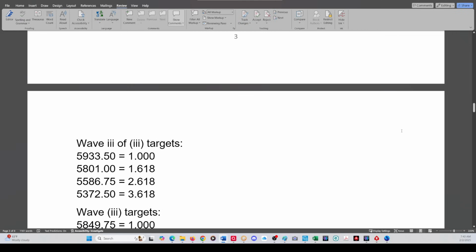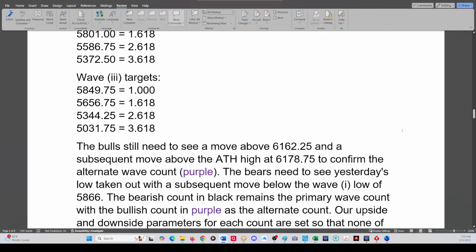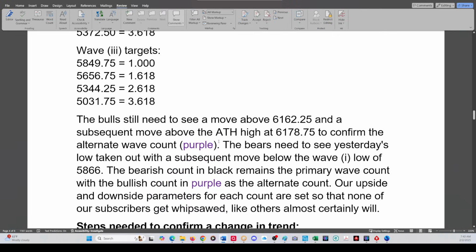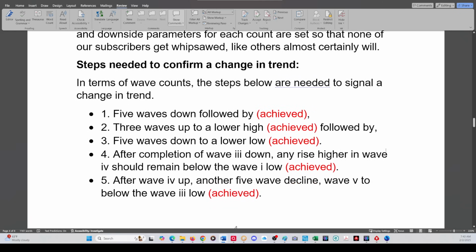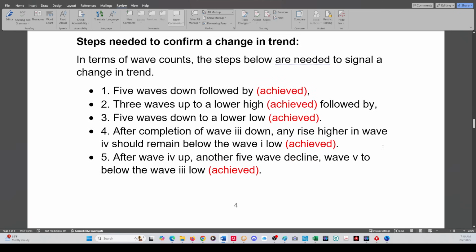Primary count is still the black count. There's our targets there. All right, the bulls need to see that purple count play out, which needs to move above that all-time high eventually. And we've been doing this since, oh my God, October of 23.